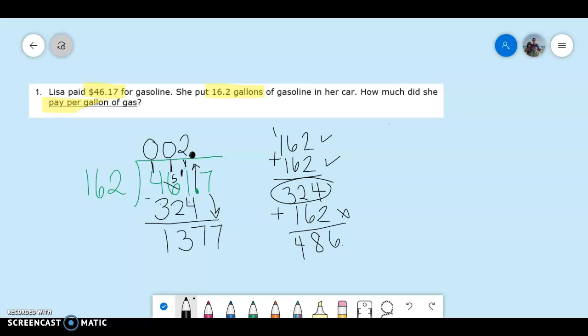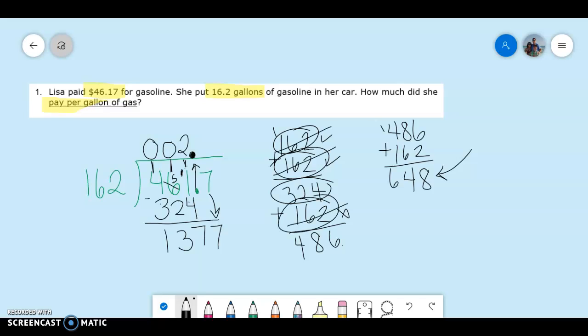So I'm going to steal this 486 over here, and I'm going to add to it another 162. And that makes what, 8, 9, 10, 11, 12, 13, 14, carry a 1. So that's 648. I'm getting closer. Now, this 648 represents 1, 2, let's see, 1, 2, 3, 4. Okay, that's 4 times 162. Well, I could be here adding for a while. I think what I'm going to do is double this guy. I'm going to do it times 2.